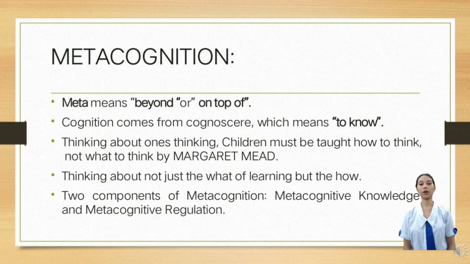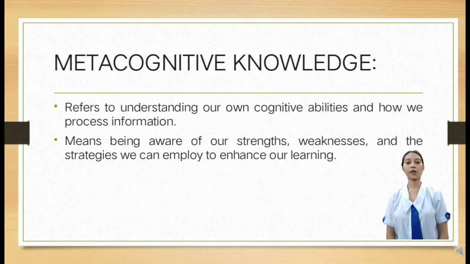The two components of metacognition are metacognitive knowledge and metacognitive regulation. First, let us define metacognitive knowledge. Metacognitive knowledge refers to understanding our own cognitive abilities and how we process information. It means being aware of our strengths, weaknesses, and the strategies we can employ to enhance our learning.